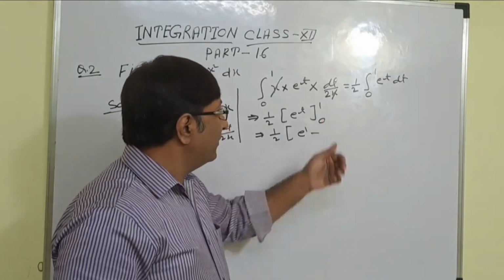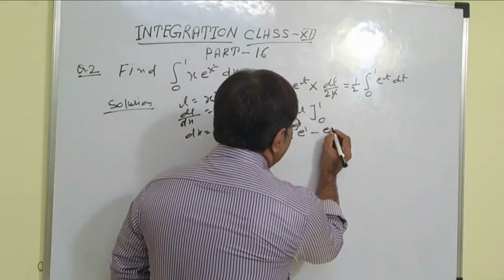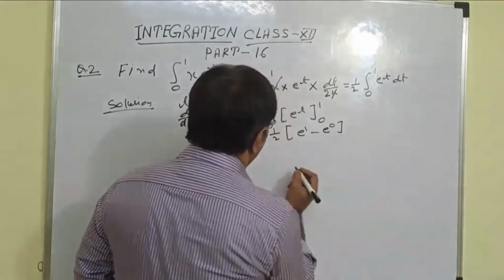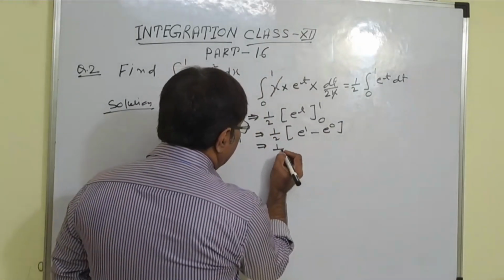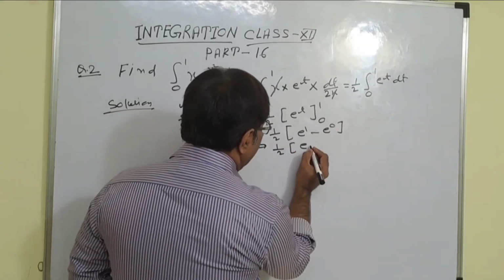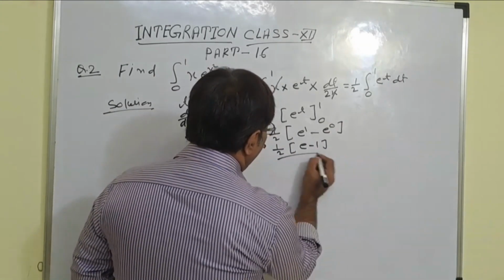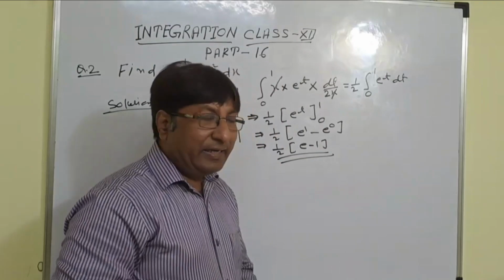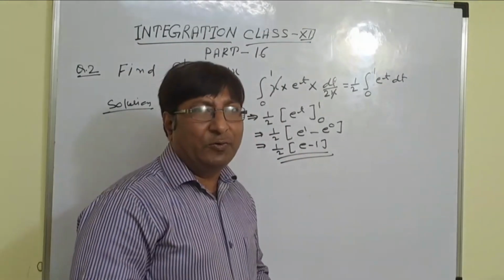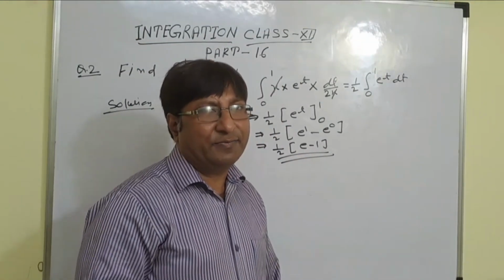0. So e to the power 0. So this is e power 0. Now you know this is half, this is e minus 1. So our correct answer is what? (e minus 1) by 2 is our right answer.